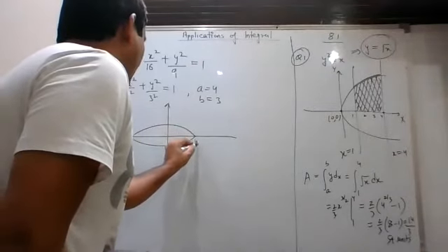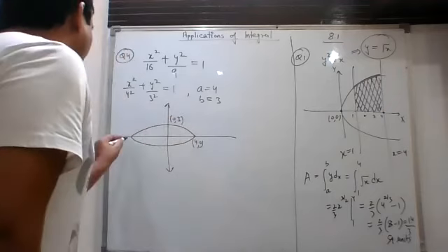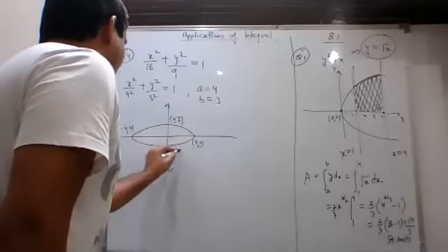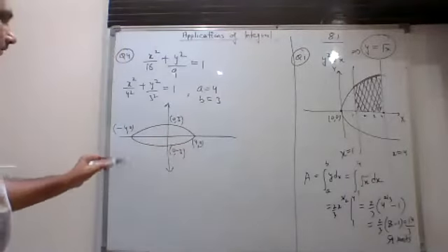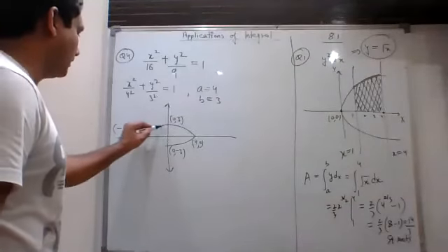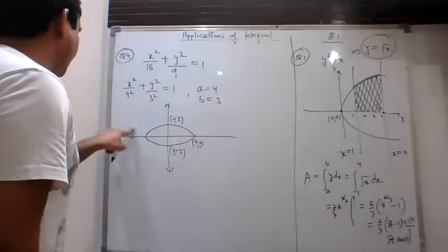Now, let us draw a rough sketch for this curve. So this is (4, 0), and this is (0, 3). This is (-4, 0), and this is (0, -3). As per the question, we want to find the area of this ellipse.